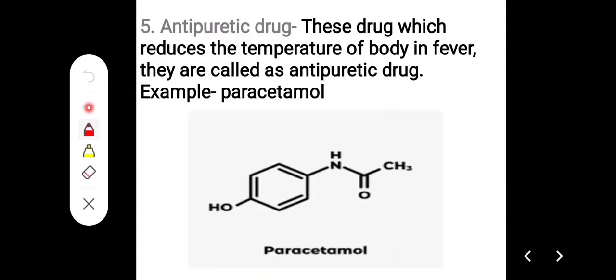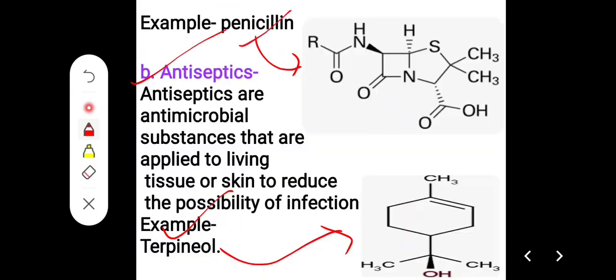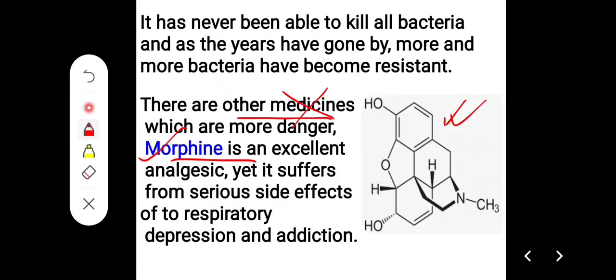Antipyretic drug: a drug which reduces the temperature of the body in fever is termed an antipyretic drug. For example, paracetamol. We know that in fever our body temperature rises, so to reduce the temperature we have to use an antipyretic drug, for example paracetamol. This is the structure of paracetamol: a benzene ring with an OH group in the para position and an NH-CO group at the other position. That is termed paracetamol. Okay, so we have to know the summary.